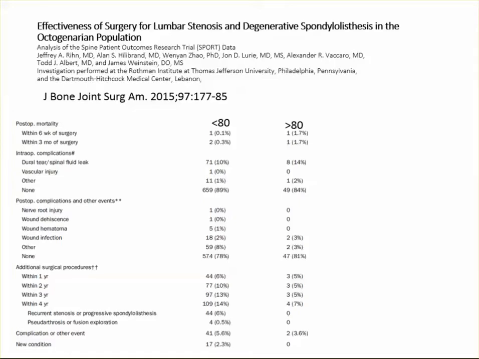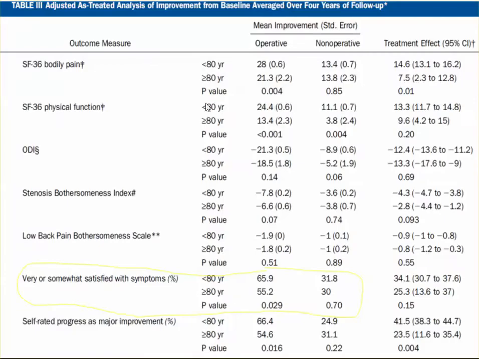In this study, dural tear incidence was 10% in those less than 80 and 14% in those greater than 80. And the risks were the same. Patients did about the same, and the results were very good. The most important one here is the one that's in yellow. The people were 60% satisfied if they had surgery versus 30% satisfied if they didn't have surgery. So surgery helped these people.